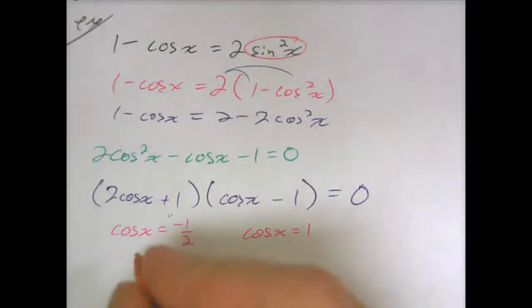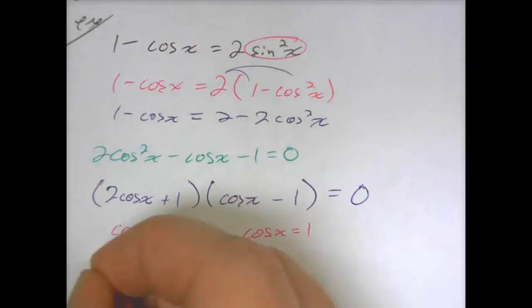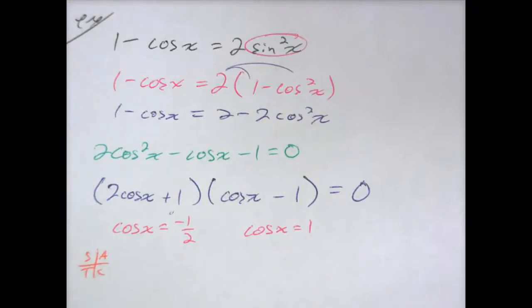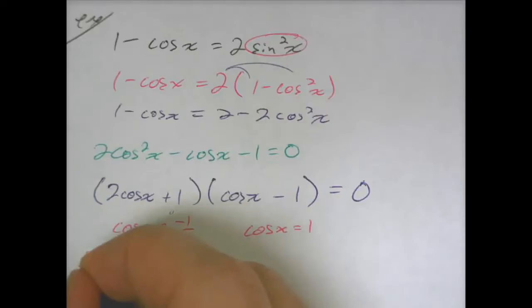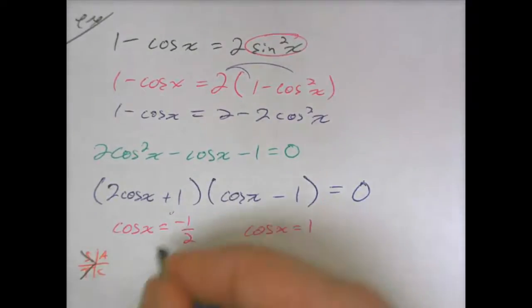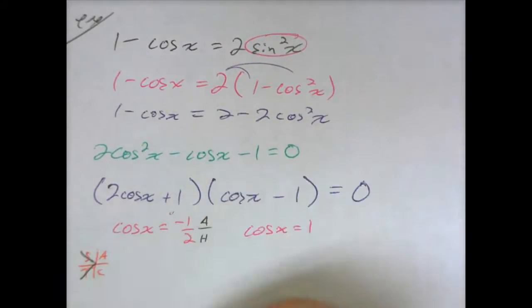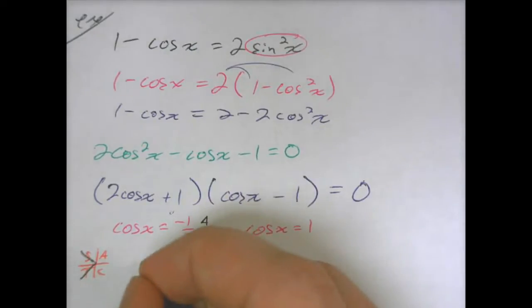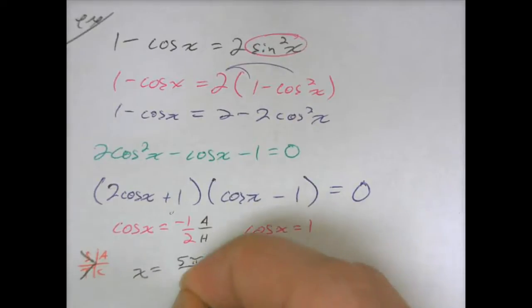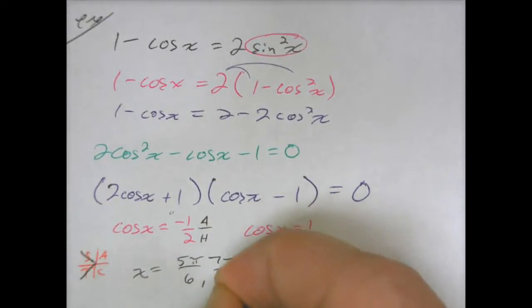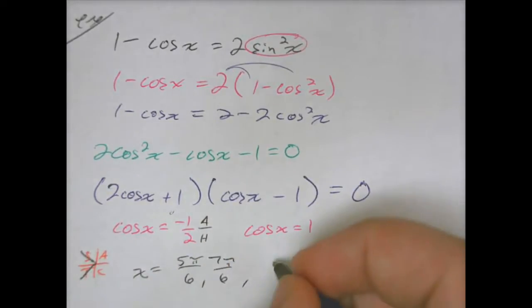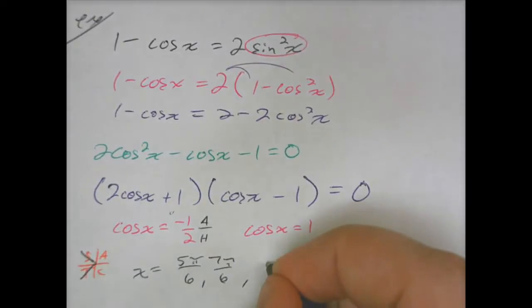Wonderful. So then if cosine is negative, cosine will be negative in the third and the second quadrant. For adjacent over hypotenuse, your reference angle is going to be pi over 6. So you will have x equals 5 pi over 6 and 7 pi over 6. And cosine is 1 only at the angle, what is that, pi?